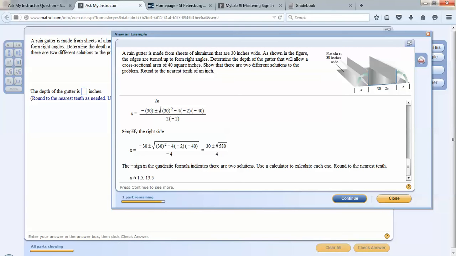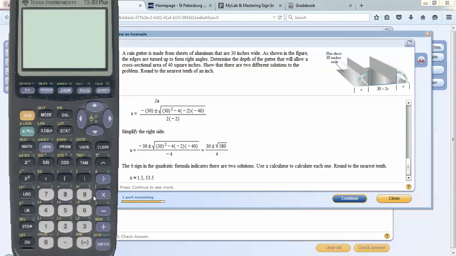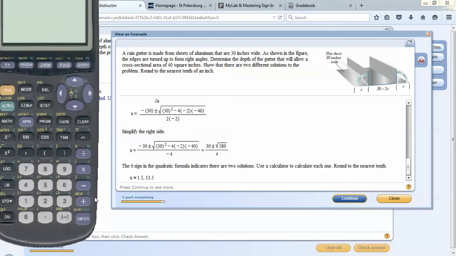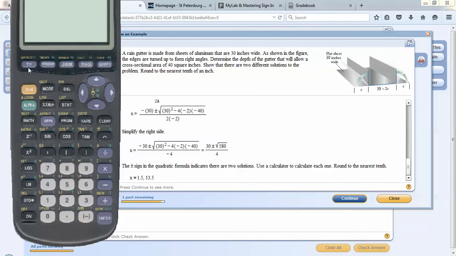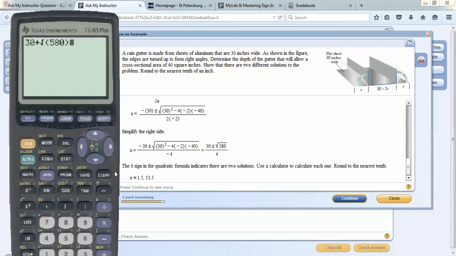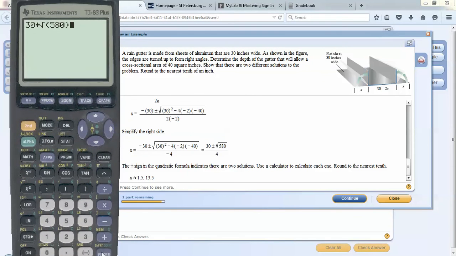So the question is, how do you get the decimal approximation? With calculators, you can't enter in the plus or minus. So for this problem, I would take 30, do the plus first, and then do the square root of 580. Compute that first, so press enter. Completely compute the numerator and then divide the result by 4.